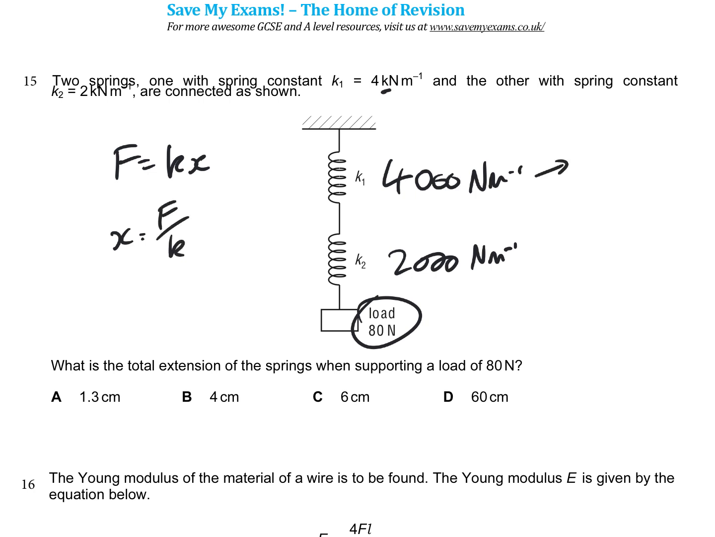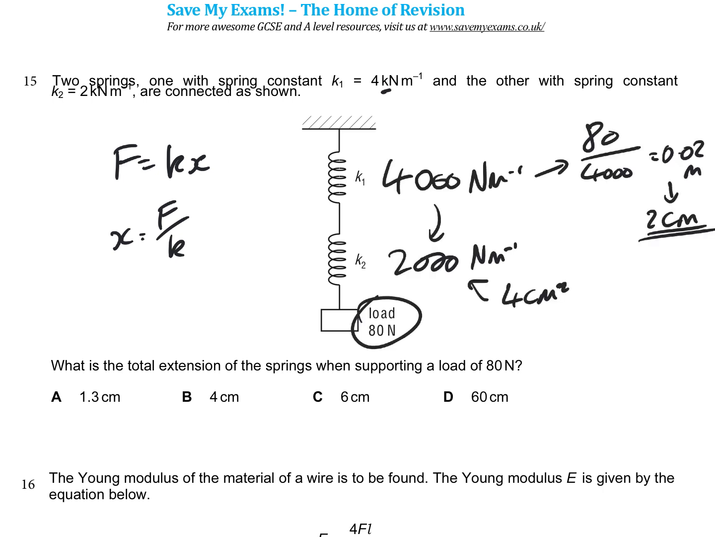So let's start with this first one, k1. If you do the force of 80 divided by the 4,000, you're going to get 0.02. That's in meters, which if we times by 100 tells me it's 2 centimeters extension. Then you can do the same again for this one, but you can also spot it's half the k, so we're going to get twice the extension, so we should get 4 centimeters extension. So this extends by 2, this extends by 4, so the total extension will be 6.